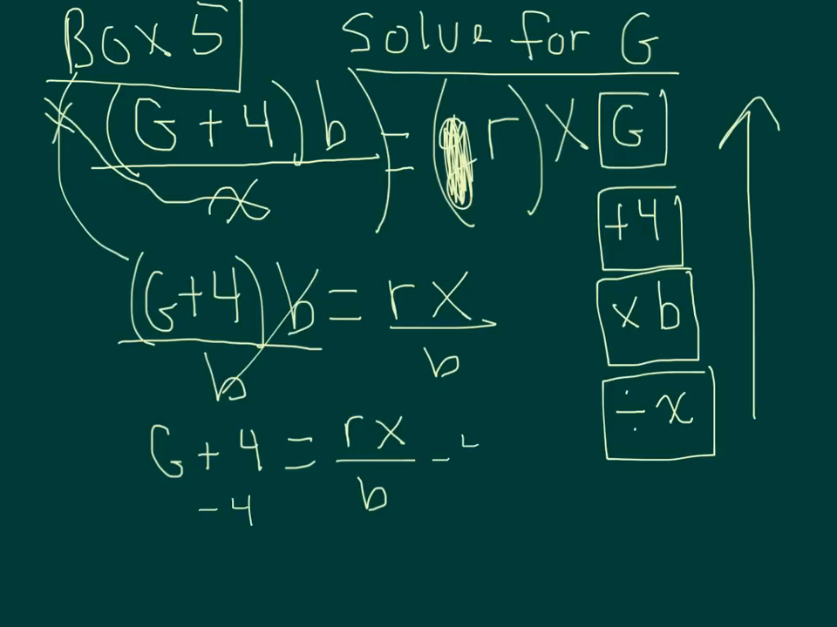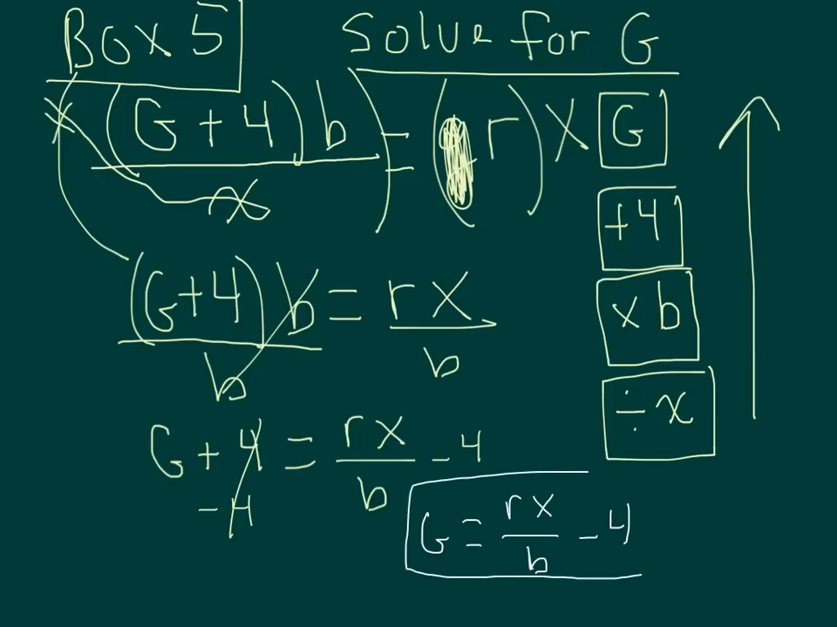Let's write that over here. So my final answer is G equals RX divided by B minus 4. And that's solved for the G. That's all you had to do.